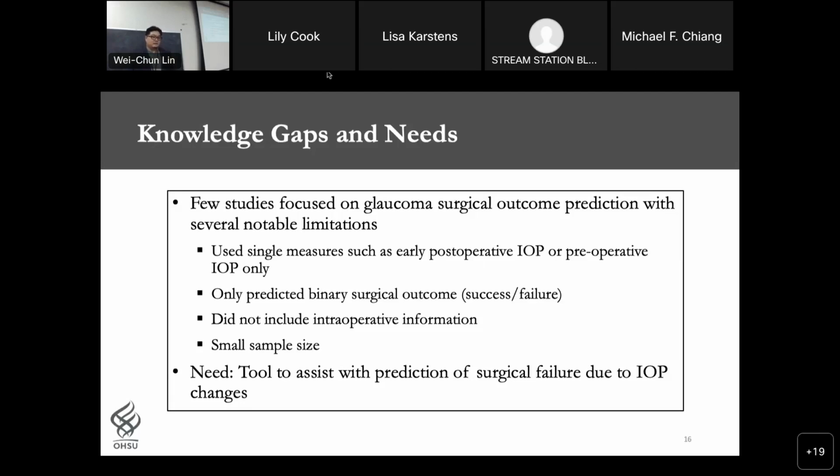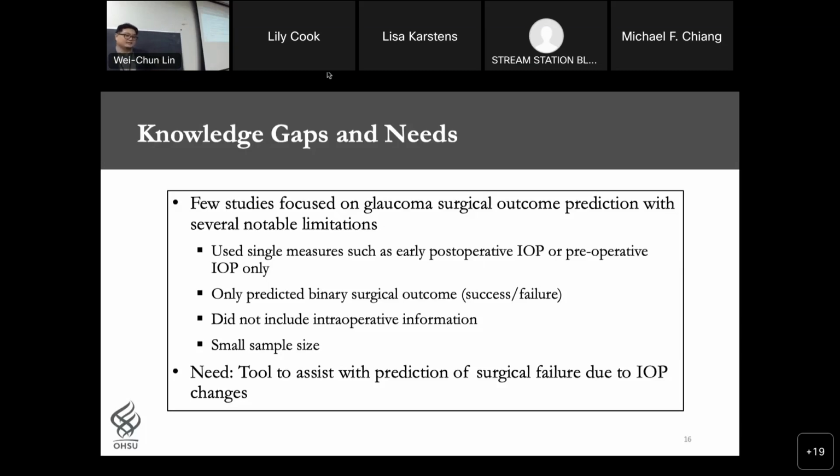And the previous studies focused on the binary surgical outcome. That means predicting whether the surgery is a success or a failure. But the treatment plan for postoperative complications can be different, such as high IOP scarring patients and hypotony patients; they need totally contrary treatment plans. And the previous studies did not include intraoperative information. Some studies used the data before the surgery, some used the data for a small period after surgery, but lacked the information during the surgery.